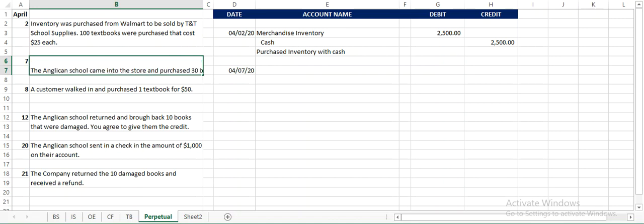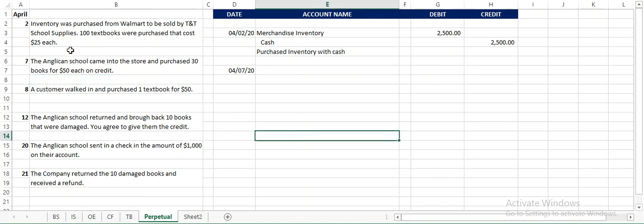Not $30 books. Okay. So the Anglican school came into the store and purchased 30 books for $50 each on credit. So what's happening in the transaction? Well, we're actually recording that we're selling some goods. So if we're selling goods, how do we record selling these textbooks?